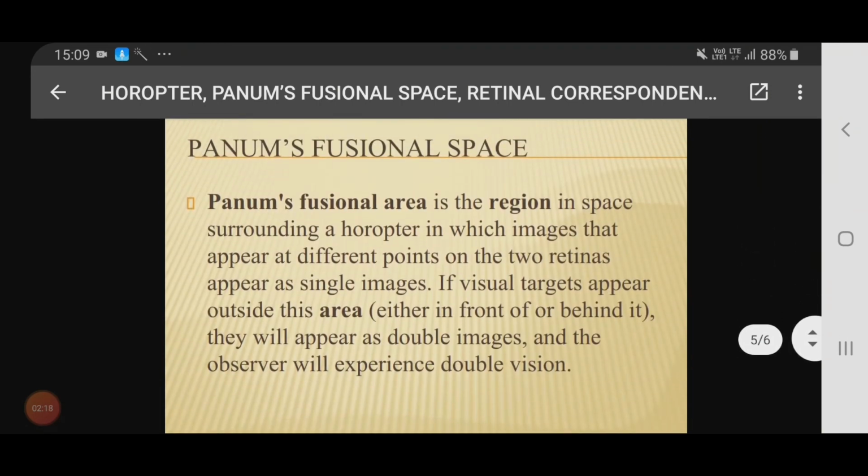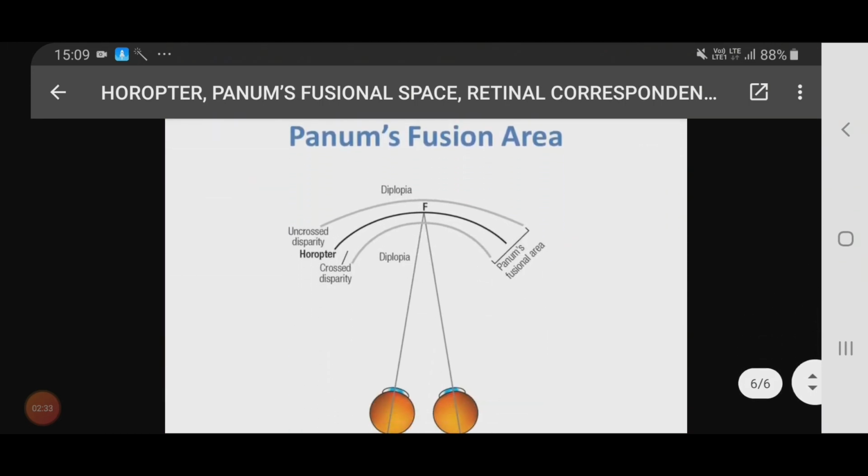Now let's talk about Panum's fusional space. Panum's fusional space is a region in space surrounding a horopter in which the images that appear at different points on the two retinas appear as single images. Let us see this diagram.